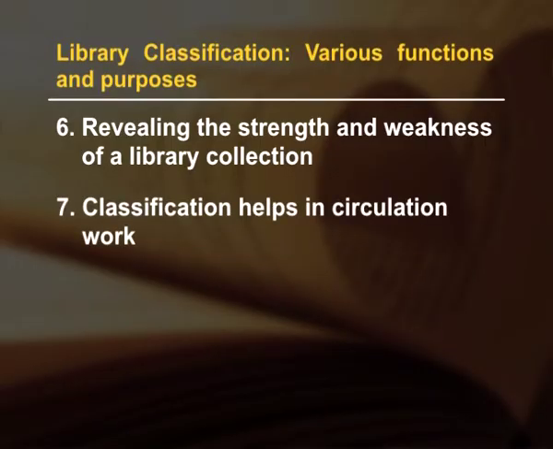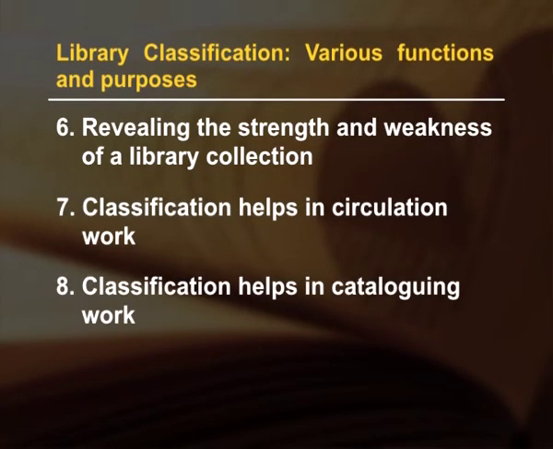Seventh, classification helps in circulation work. Book issue records in the circulation section can be organized according to the class numbers of the documents issued. Under each date guide, the borrower's tickets coupled with book cards are arranged in the classified sequence. The broad class numbers help to count the number of books issued on a subject, so that daily issue statistics can be maintained easily.